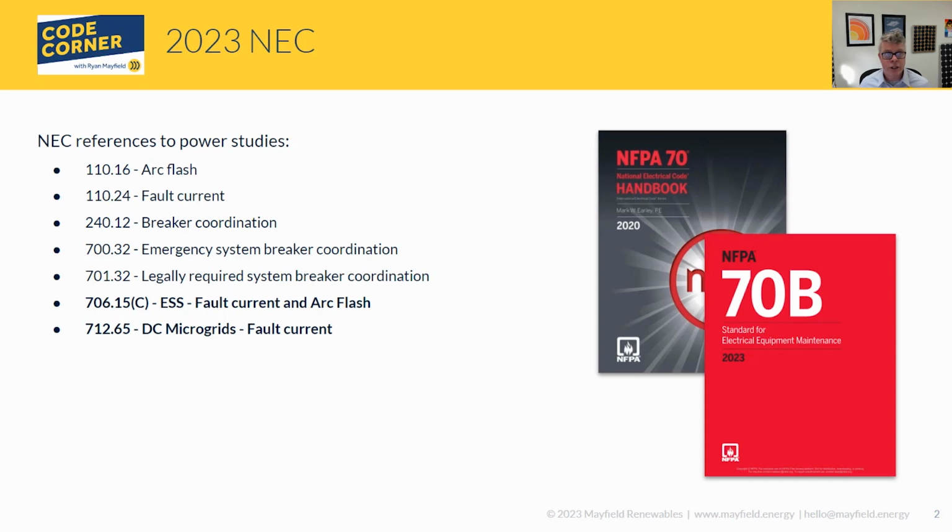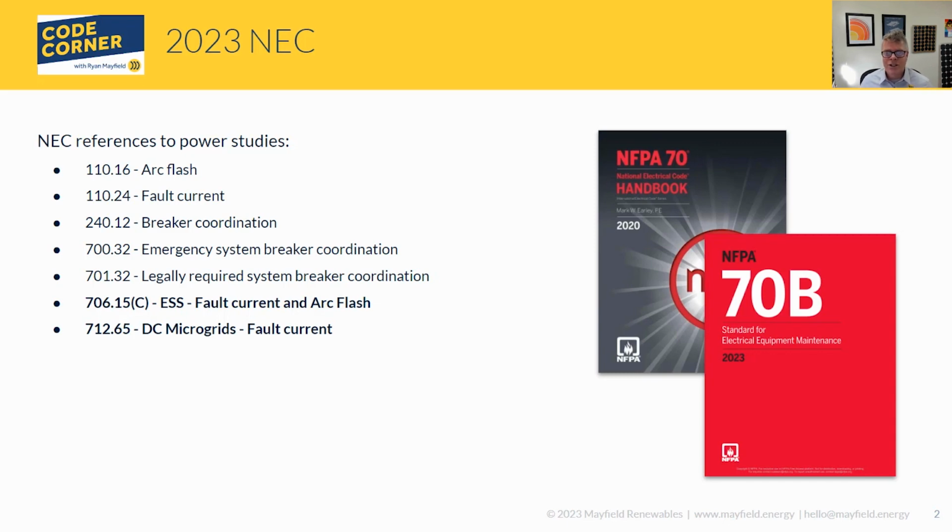In the 700s, we start talking about some more breaker coordination things. And then 706, this is in 2023, we have these fault current and arc flash requirements for our disconnecting means. And then 712, that's DC microgrids, which is a 2020 reference. In 2023, 712 actually got removed. But if you're still working in 2020, that's something you should look at and understand. There are some fault current requirements there as well.